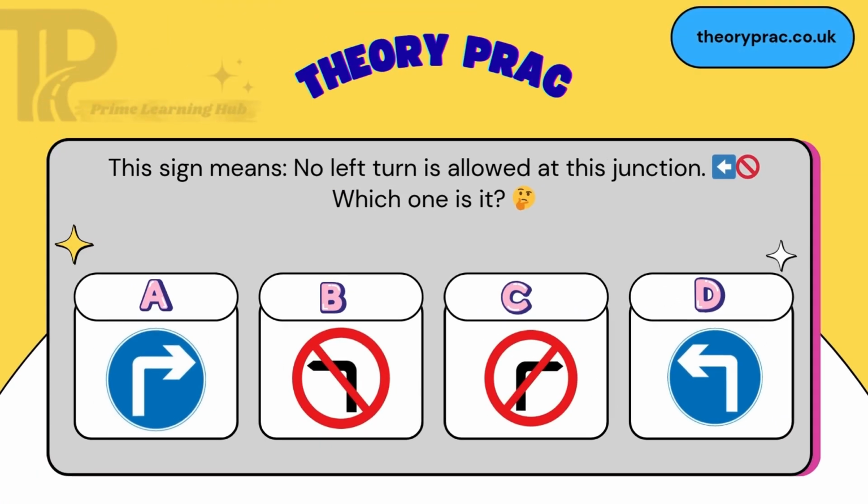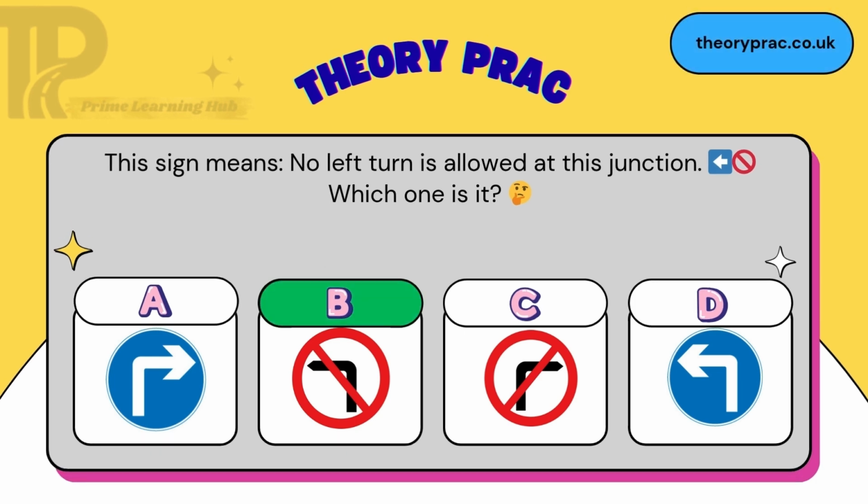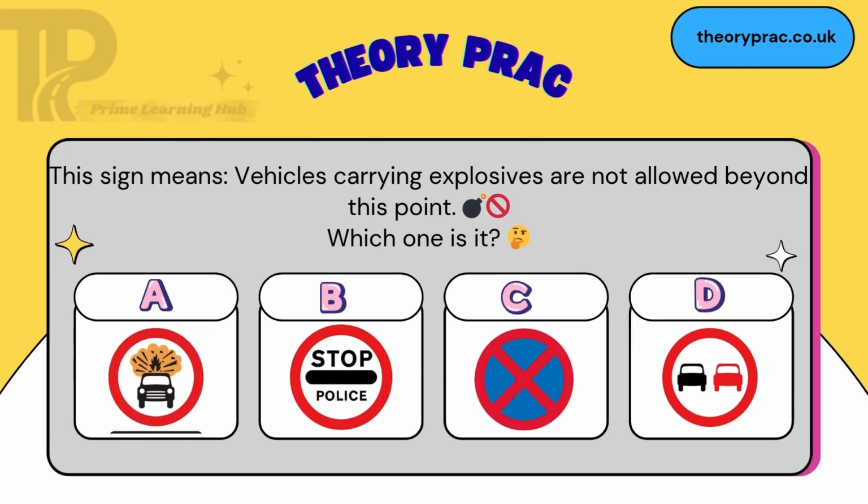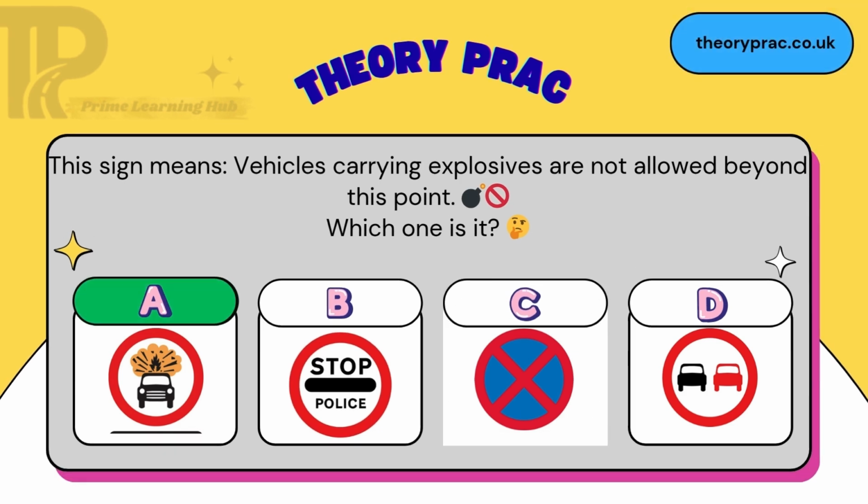This sign means no left turn is allowed at this junction. Which one is it? The correct answer is B. This sign means vehicles carrying explosives are not allowed beyond this point. Which one is it? The correct answer is A.